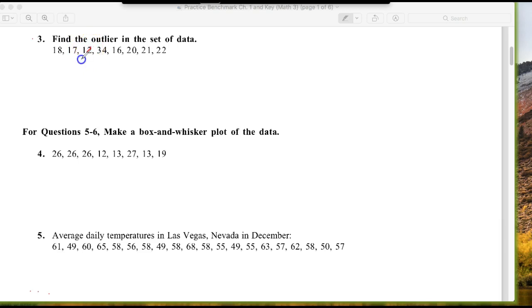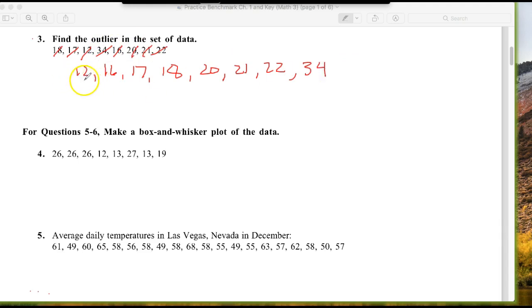So let's go ahead and do that real quick. So let's go 12, 16, 17, 18, 20, 21, 22, and then 34 does seem like an outlier.